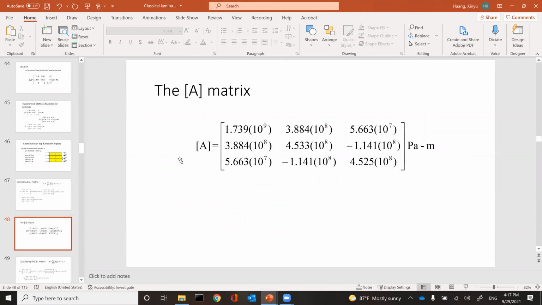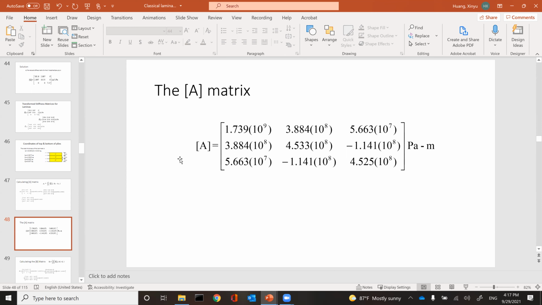Now you got the A matrix. Is the unit correct? It's Pascal meter. Does it make sense? Yeah, obviously, because each entry of the A matrix is a Q. Q is Pascal, and you multiply by thickness, obviously Pascal meter, right?